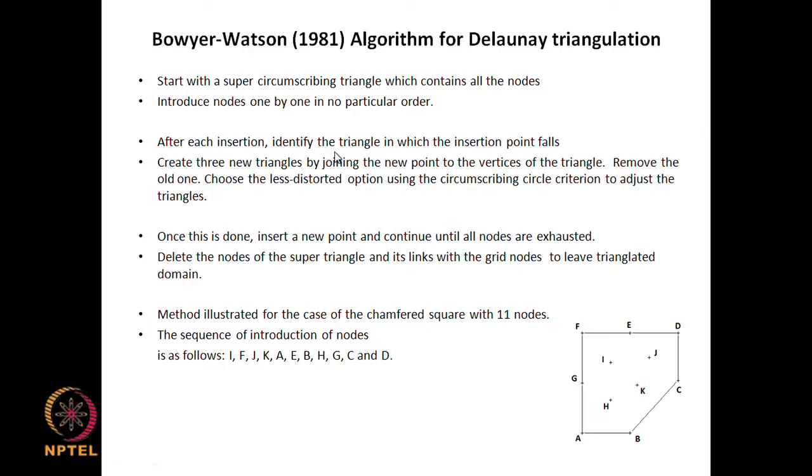After each insertion, identify the triangle in which the insertion point falls, create 3 new triangles by joining the new point to the vertices of the triangle, remove the old one, and choose the less distorted option using the circumscribing circle criterion to adjust the triangles. Okay. Once this is done, insert a new point and continue until all the nodes are exhausted.